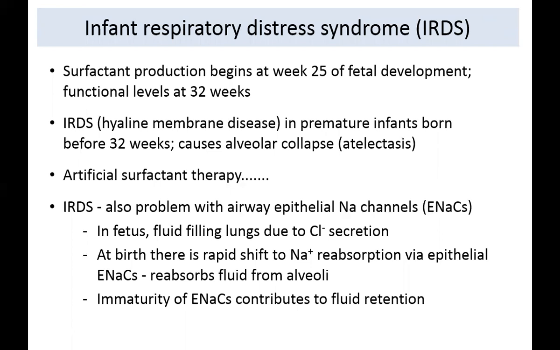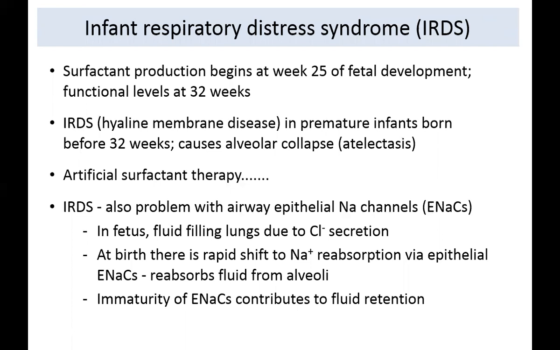So you have ENaCs here as well. Fluid filled because of chloride secretion, at birth there's a rapid shift to sodium reabsorption via these ENaC channels to remove the fluid from the alveoli. In premature infants, they don't have completely developed ENaCs. And so they have problems with fluid retention in the alveoli.